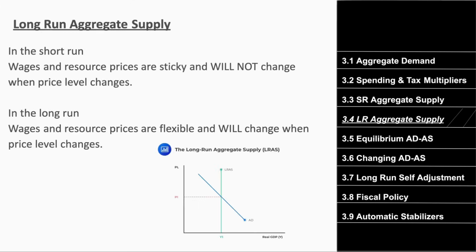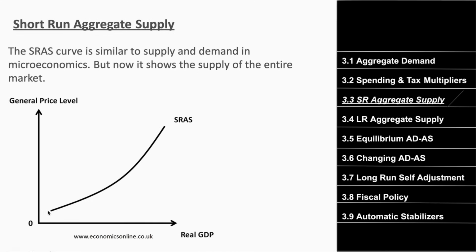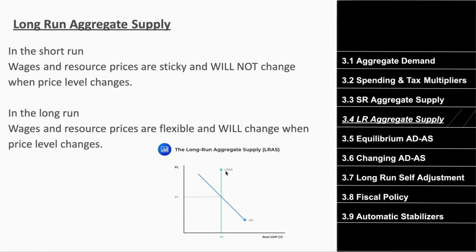So now we also have long-run aggregate supply. The main difference, short-run aggregate supply is a positive sloping line, kind of like this. Long-run aggregate supply is a flat line, kind of straight like this. That's because in the short run, wages and resource prices are sticky. They don't really change. We kind of saw this recently.